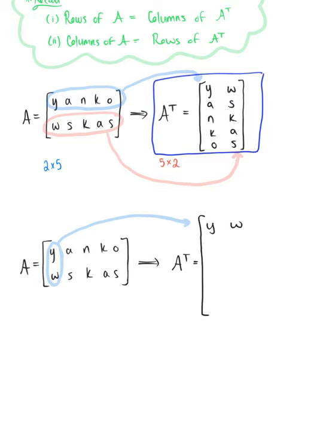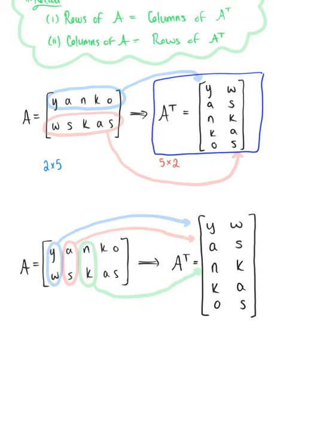And we could continue right along with this. We could say, okay, well, let's take the second column of matrix A and we'll map this to the second row of the transpose. So the second row of the transpose is A, S. And one more for good luck here. We could take the third column of matrix A and we can map this to the third row of the transpose. So the third row of A transpose is N, K. And the remaining terms we have K, A, O, S. So how you map is up to you, but you'll attain the same answer regardless.